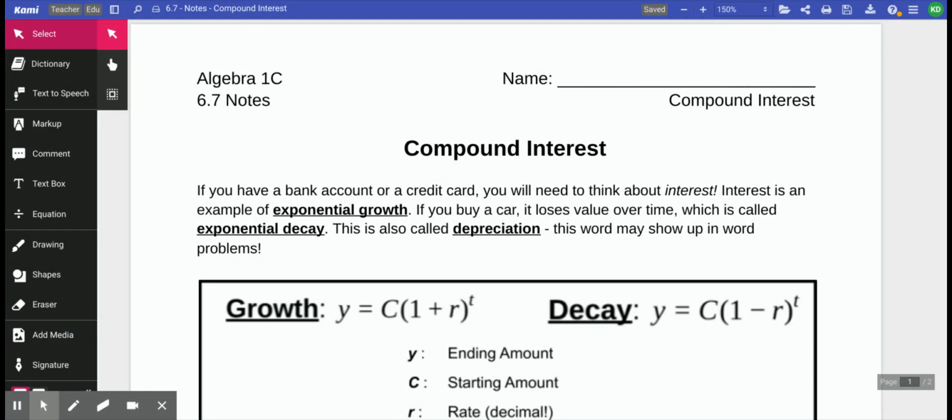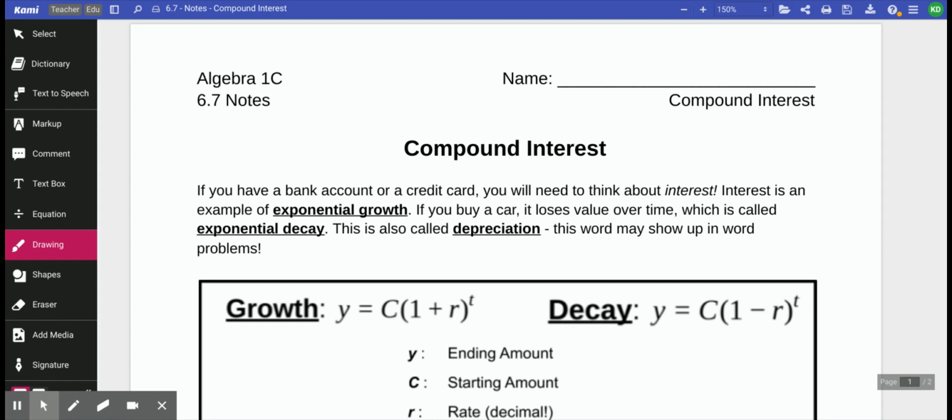Right, today we are talking about compound interest. This is the 6.7 notes. So, if you have a bank account or a credit card, you'll need to think about interest. Interest is exponential growth. So, if you have a bank account, you're usually receiving interest, which is a good thing. And if you have a credit card, you are often paying interest, which is not a good thing. But it is part of life, so we have to know about it.